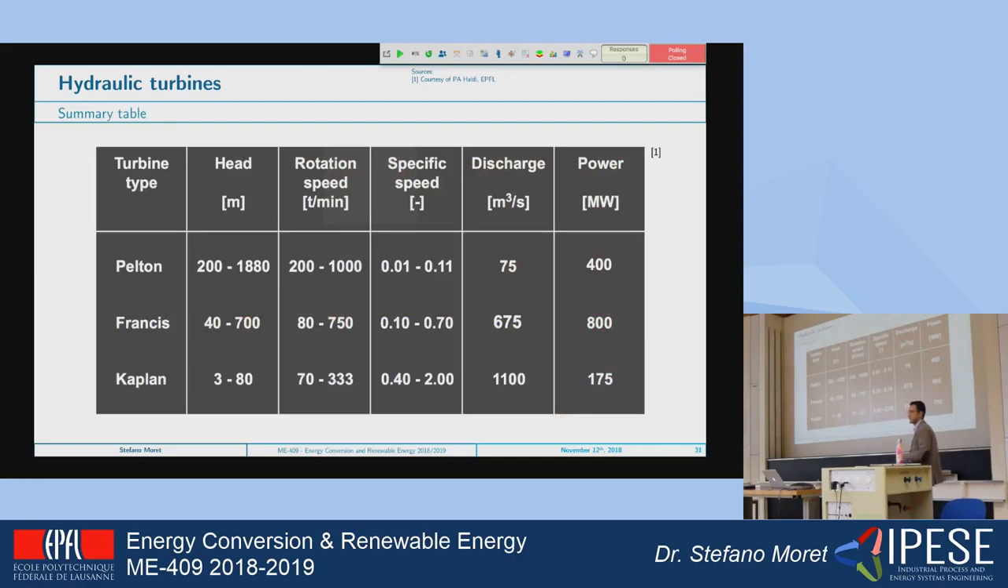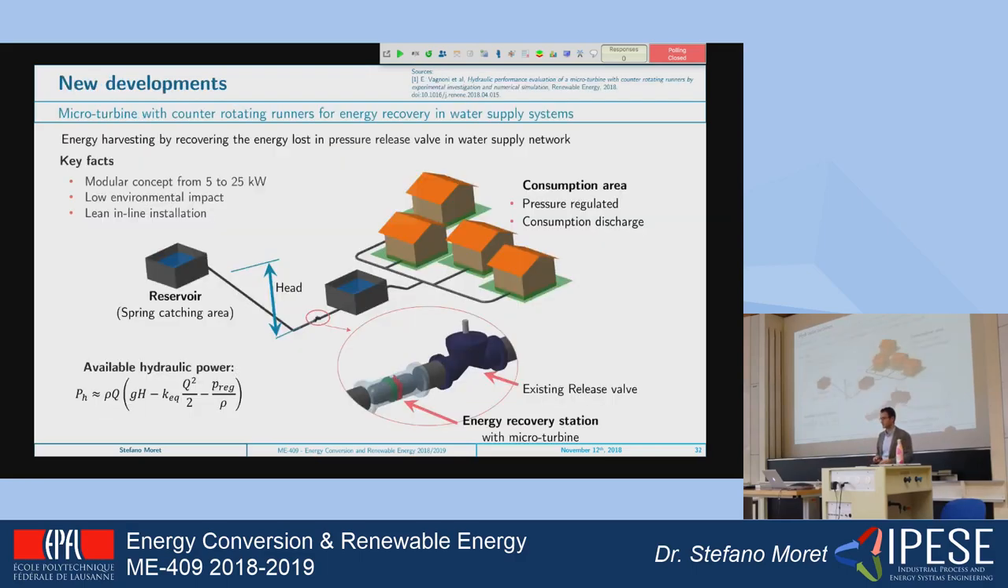And here is just to sum up. Just remember, about hydro, the main thing is that you define what turbine to use based on the head and the discharge. You use Pelton turbine for high head and low discharge, Kaplan turbine for low head and high discharge, and Francis turbine for intermediate values, which is the most used.